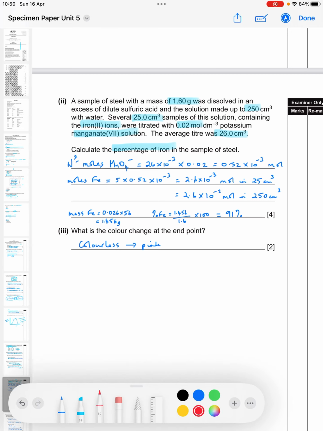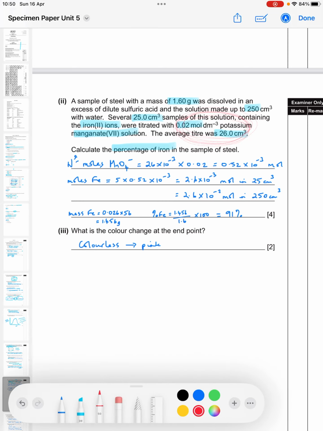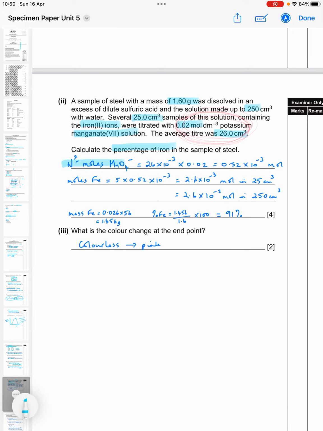First thing you can do from the question is work out the number of moles of the potassium permanganate. Number of moles of the MnO4 minus is 26 by 10 to the minus 3, that's 26 cubic centimetres; you could do 26 divided by 1,000. It's the same thing. And then times 0.02, which is the concentration. And that gives 0.52 by 10 to the minus 3 moles.